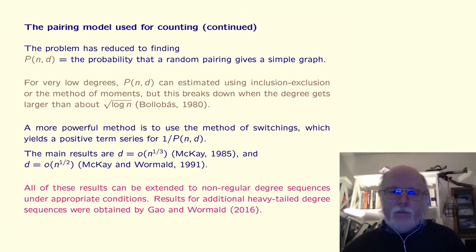All of these results, I've only talked about regular graphs, but they work also for non-regular degree sequences under some conditions. You can't have very large and very small degrees at the same time, but you can have some reasonable variation in the degrees. The best result there is by Gao and Wormald, quite recent, where they did heavy-tailed degree sequences such as power law degree sequences, but still in the very sparse range, similar to the ranges that I've mentioned before.